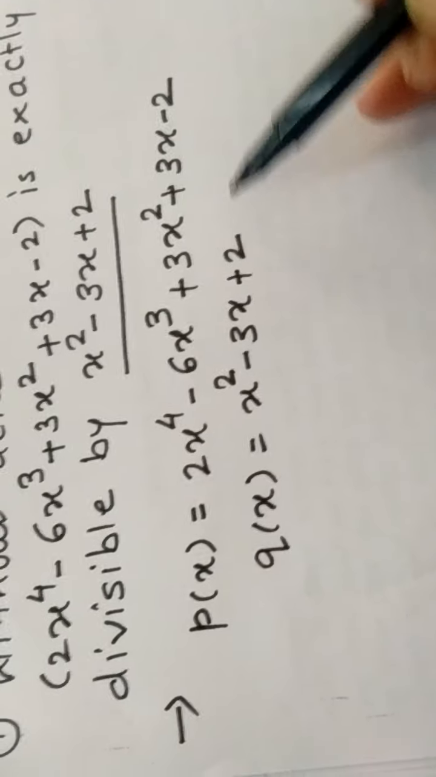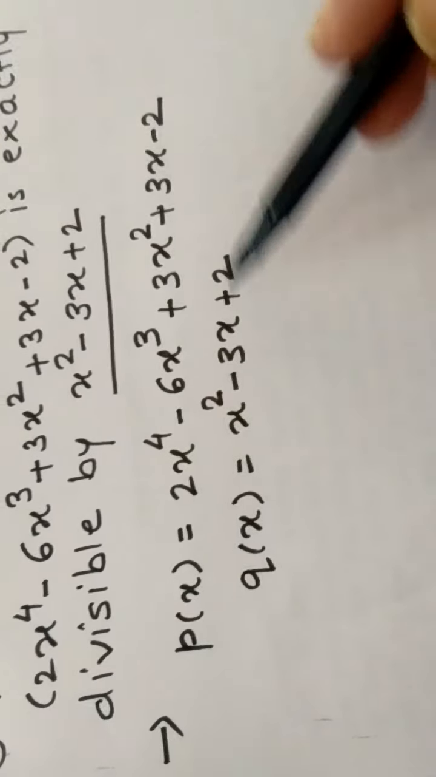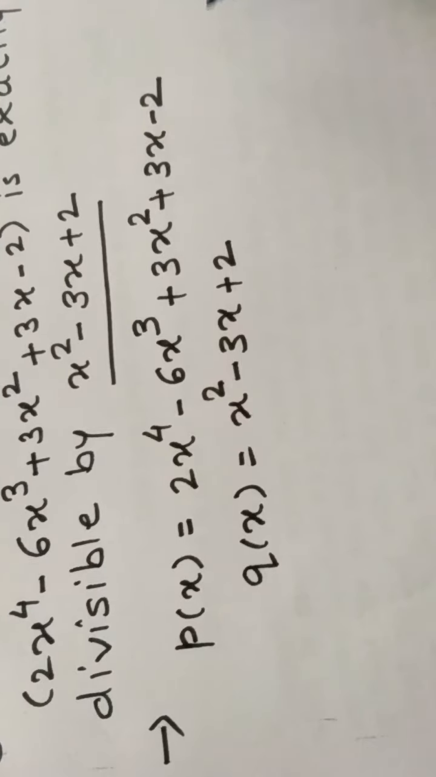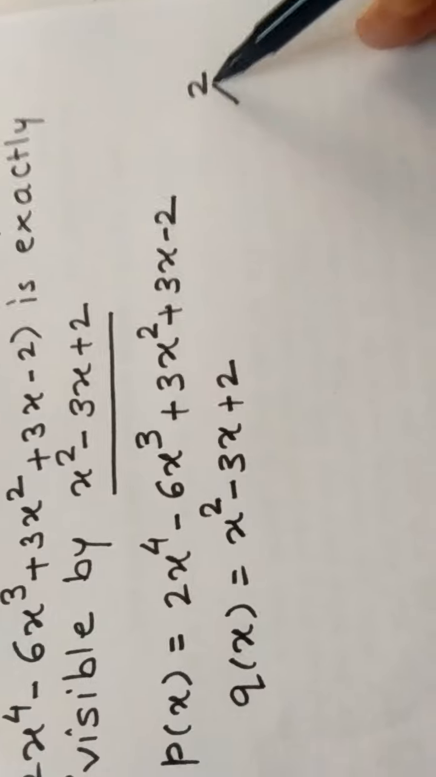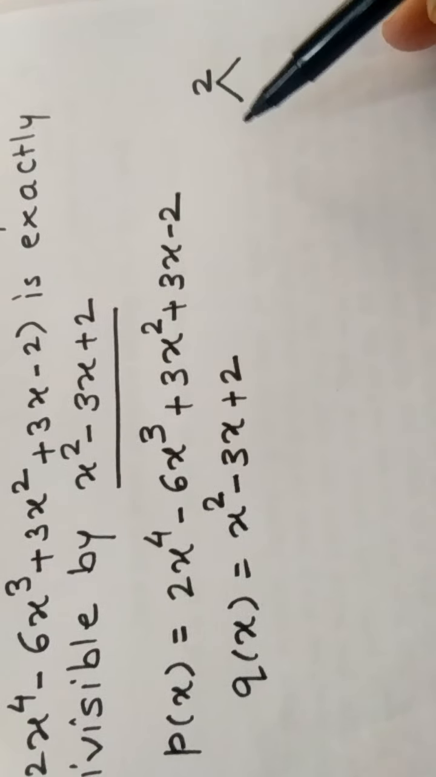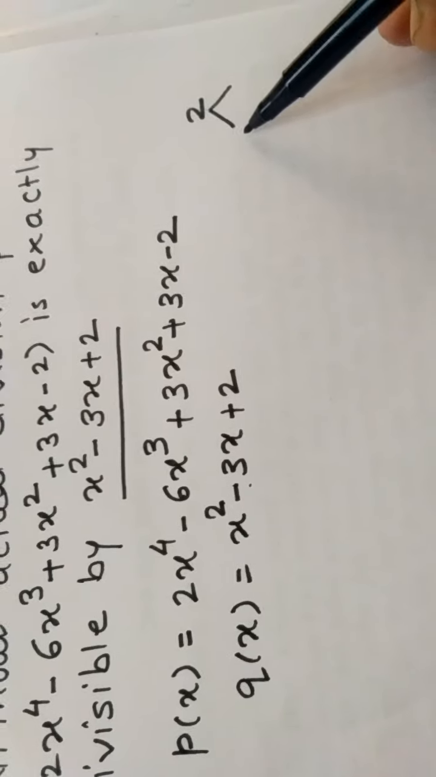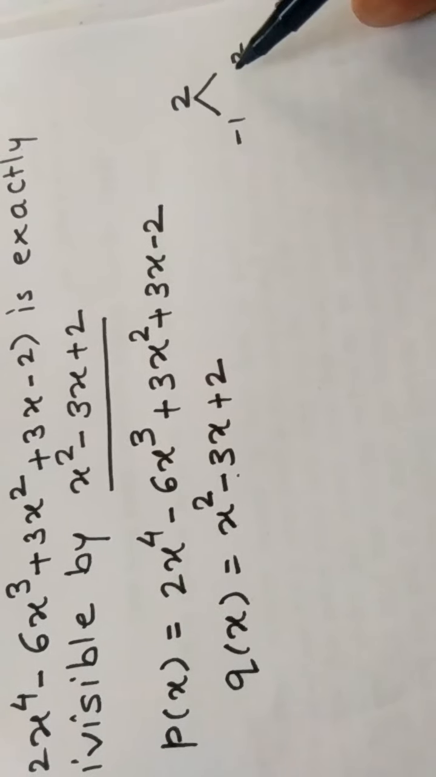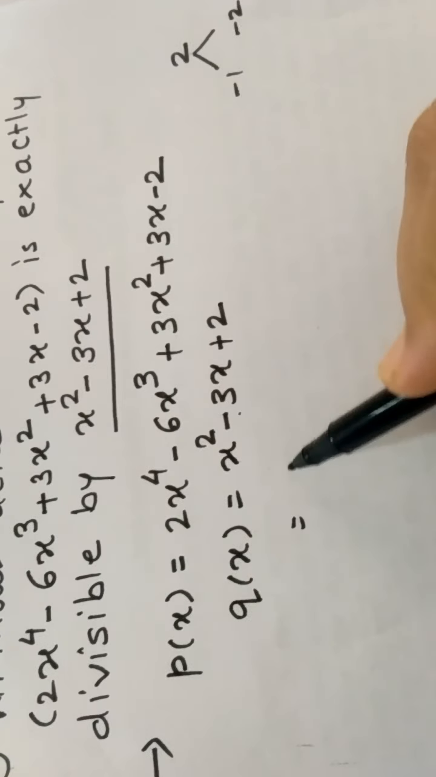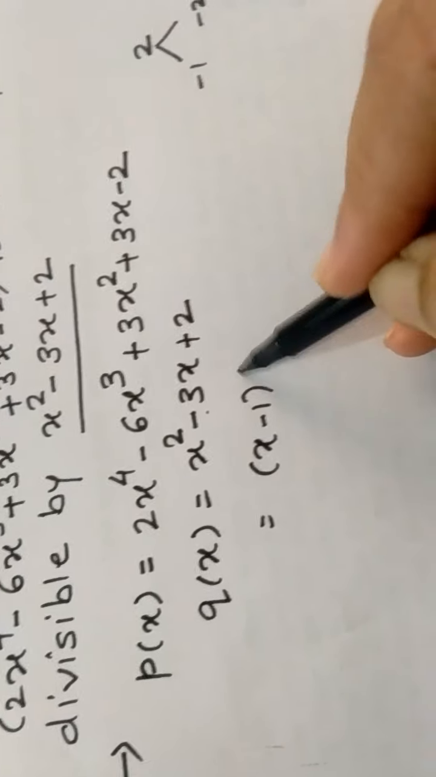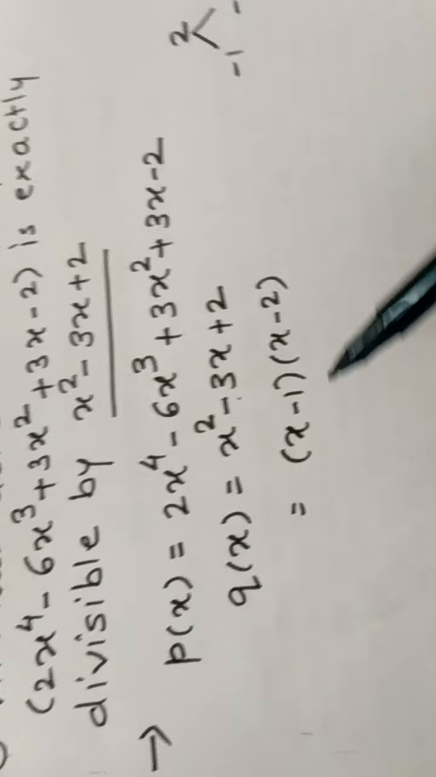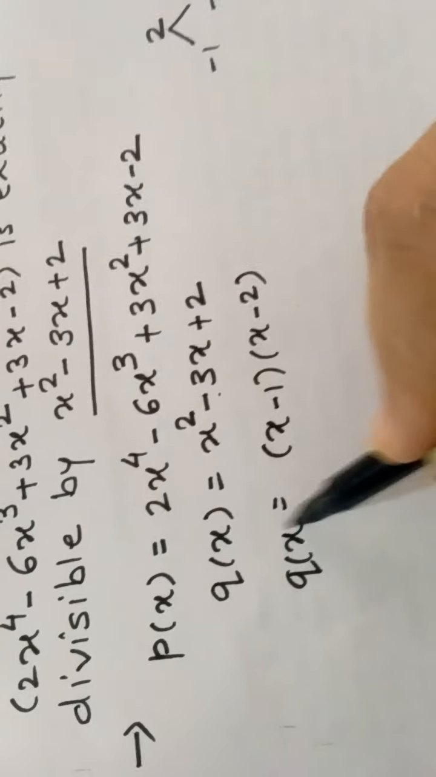We can find the factors of this polynomial q(x). We have to factorize so that the product is 2 and the sum is minus 3. The numbers are minus 1 and minus 2. Therefore, the factors of q(x) are x minus 1 and x minus 2. These are the factors of the polynomial q(x).